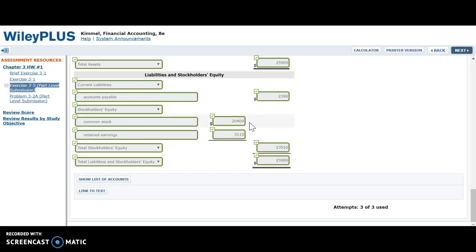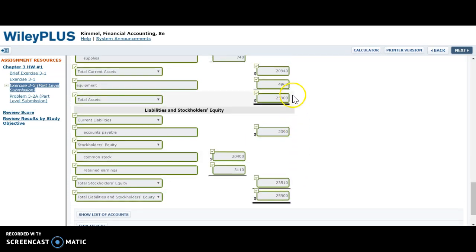Total stockholders' equity is these two columns added together, $20,400 and $3,110 for a balance of $23,510. Total liabilities and stockholders' equity is $2,390 plus $23,510. That gives us a balance total liabilities and stockholders' equity of $25,900. You know you're on the right track when that matches the total assets up here, $25,900.